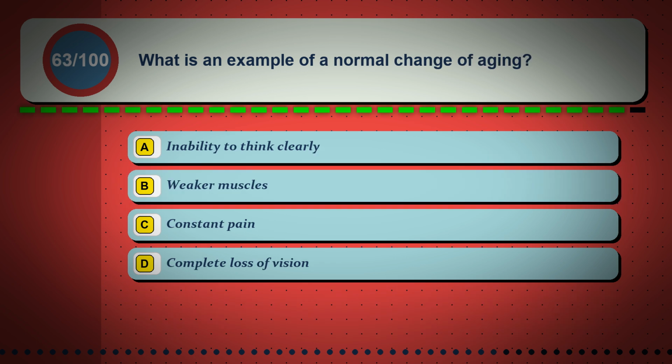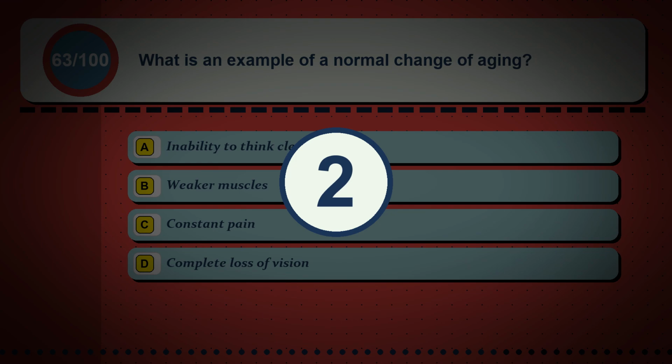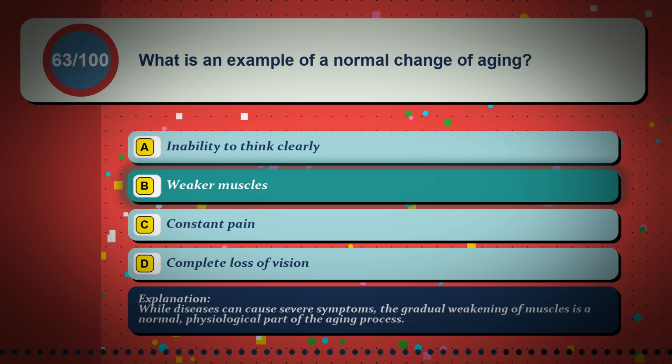Question 63. What is an example of a normal change of aging? Option A. Inability to think clearly. Option B. Weaker muscles. Option C. Constant pain. Option D. A complete loss of vision. The correct answer is option B, weaker muscles. While diseases can cause severe symptoms, the gradual weakening of muscles is a normal, physiological part of the aging process.